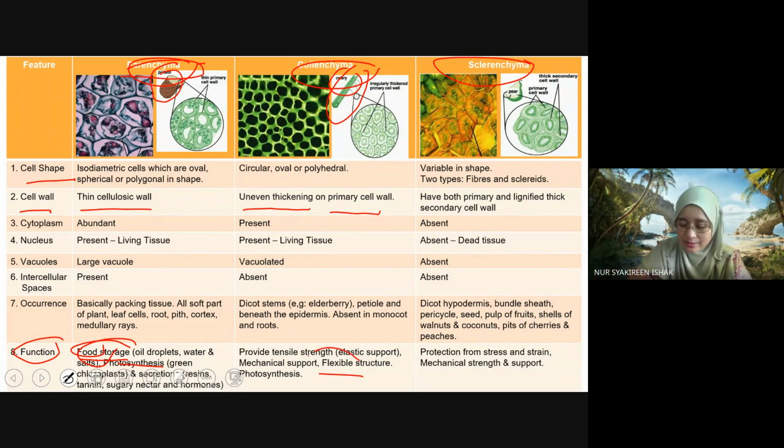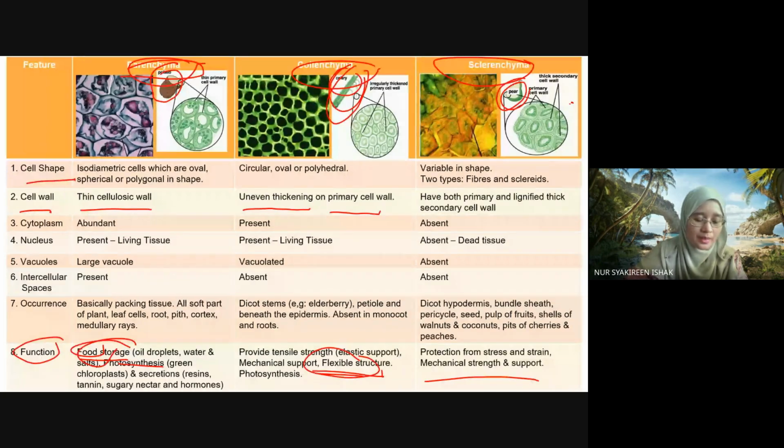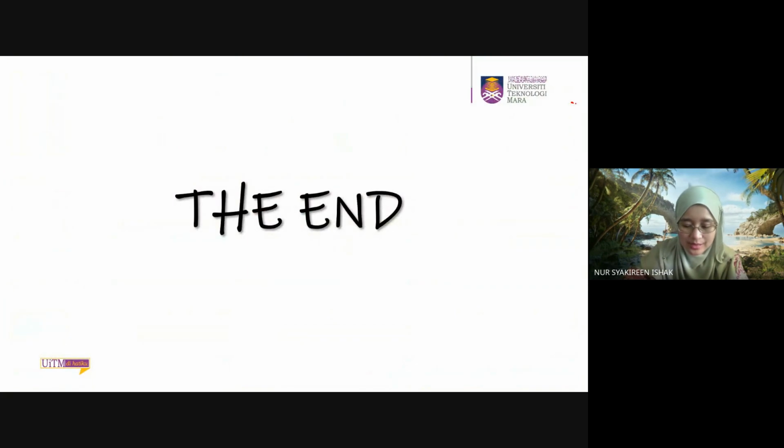Flexible structure can provides flexible structure because it is green. It is also capable of carrying out photosynthesis. And then parenchyma for protection from stress and strain, and also provide mechanical support, such as for example in this pear, okay, pear, thick secondary cell wall, okay. So that's it. That's the end of chapter 2.